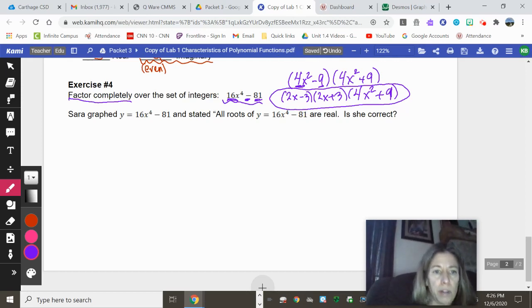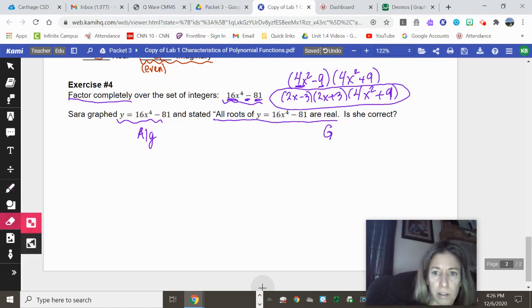All right, so now Sarah's going to graph this, and she's saying that all the roots of this are real, and we have to determine if she's correct. So we can actually do this two ways. We're going to do it algebraically, and then I'm also going to show you this quickly graphically.